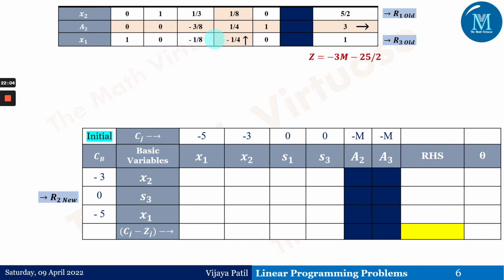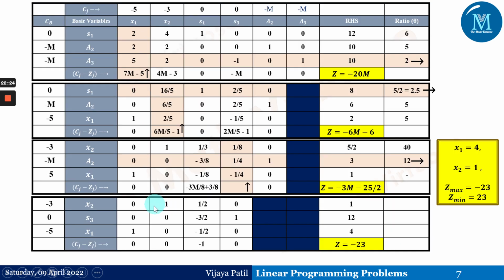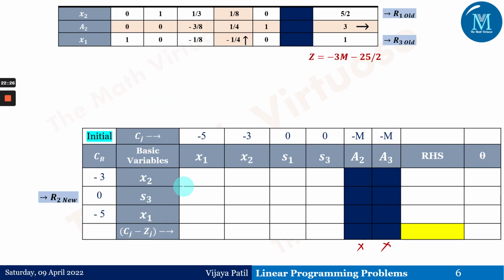Now this is the previous table which we have got in the last case. As you can see over here, as soon as A2 leaves the basis, we need not calculate anything regarding A2, and A3 we have already stopped calculating. In place of the variable A2, we have got the variable S3, and therefore we can just check this out.